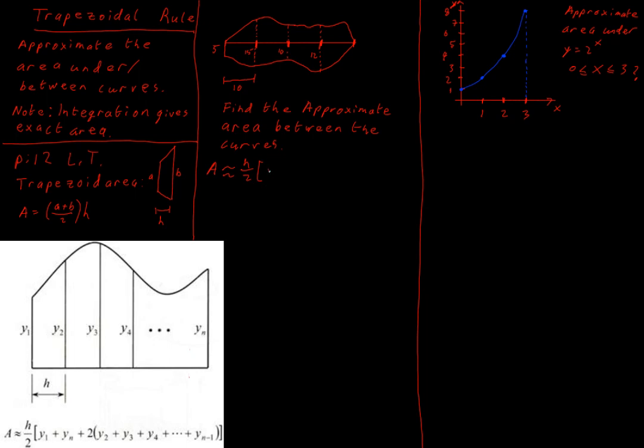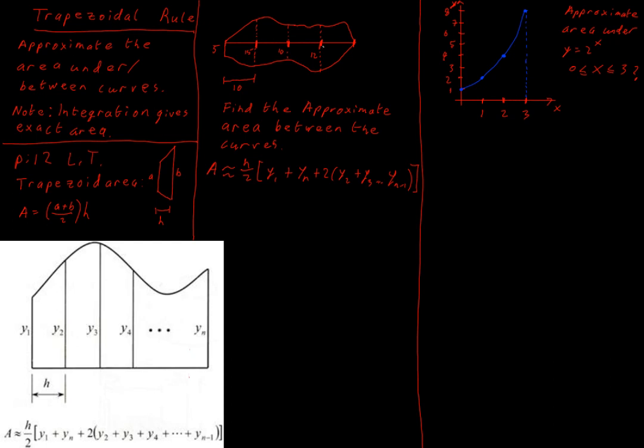So it's important we're reinforcing good structure all of the time. h on 2 on y1 plus yn plus 2 on y2 plus y3 all the way down to yn minus 1. And that's our formula. So let's write down all of our different pieces.